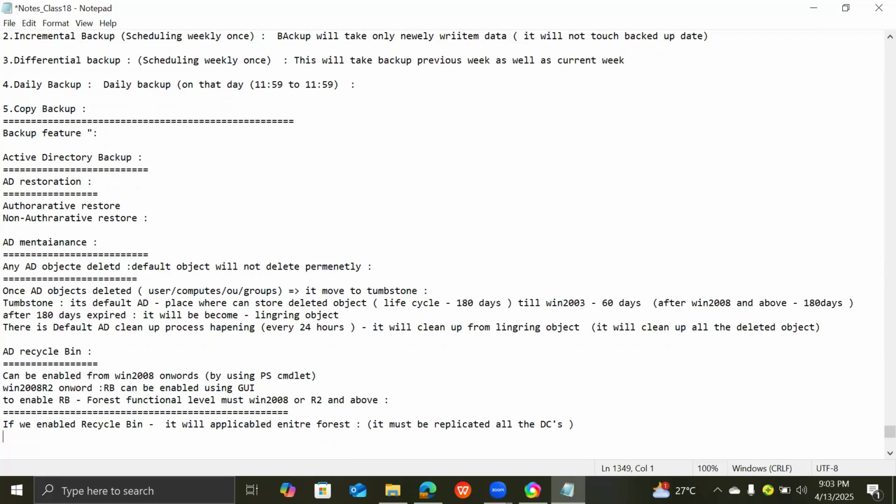Again, once the Recycle Bin is enabled, if an object is deleted, the deleted object moves to where? The Recycle Bin, and the Recycle Bin life cycle is 180 days.